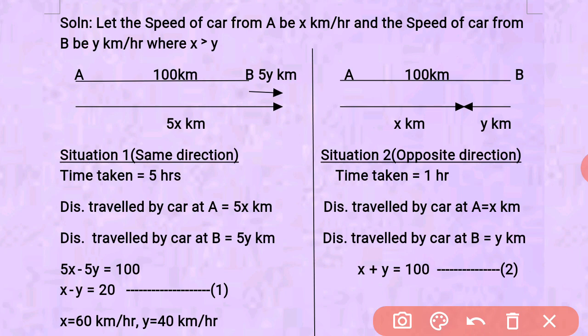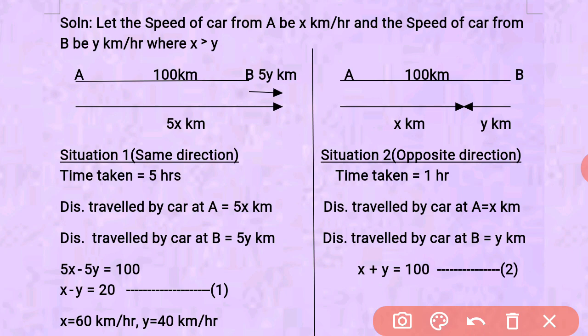Now let us talk about the distance travelled by car A. For it, the time is 5 and the speed is x kilometer per hour. And we all know that distance is time multiplied by speed. So the distance travelled here comes out to be 5x kilometer for the car A. And for car B, it will be 5y kilometer.